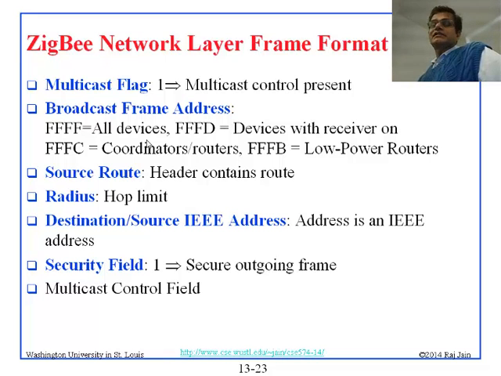And we didn't see that discussion before. Basically, it looks like that low power routers will turn off and these routers probably will never turn off. But anyway, so these three are technically multicast, but they are called here broadcast. Then source route contains the whole route, and this is variable length. Depending upon how many hops you are going, you have to put on every hop where to go. Radius is the hop limit, destination source address, security field, and multicast control field, whether it is a multicast address.